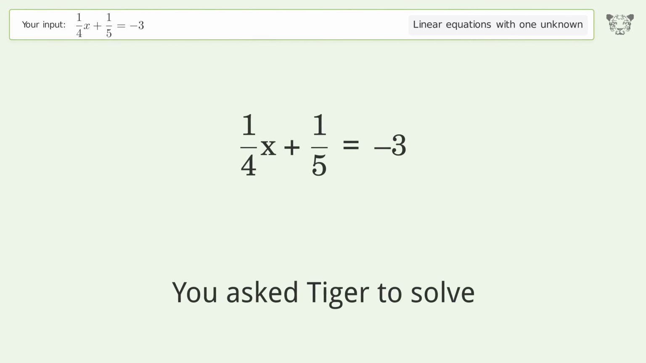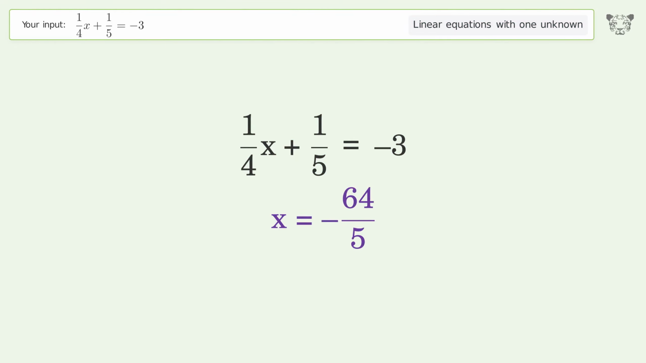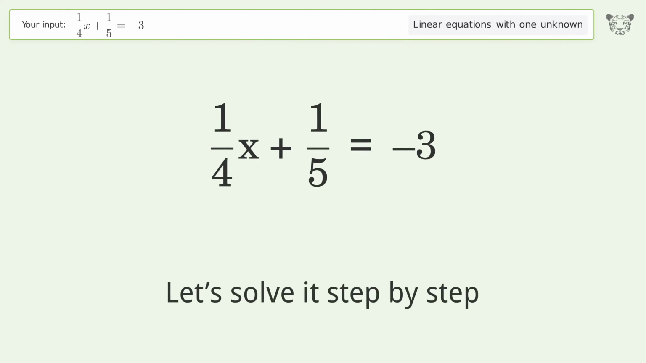You ask Tiger to solve. This deals with linear equations with one unknown. The final result is x equals -64/5. Let's solve it step by step.